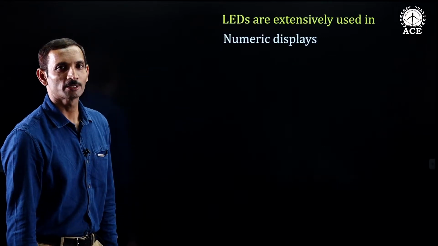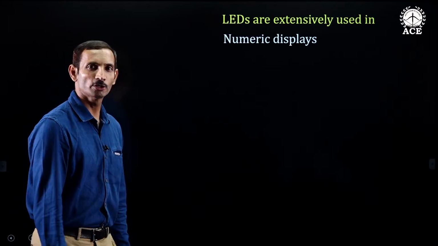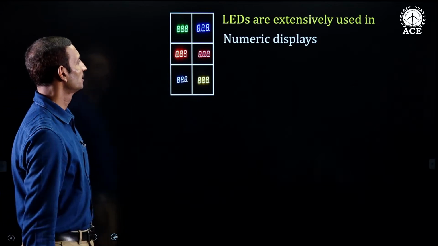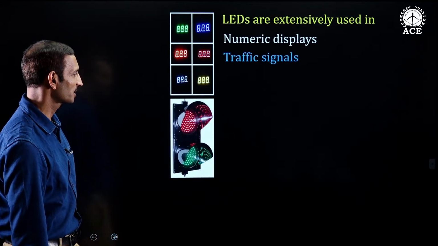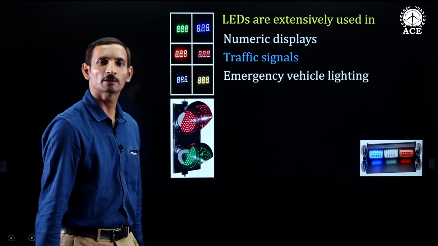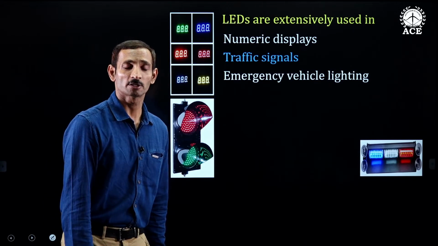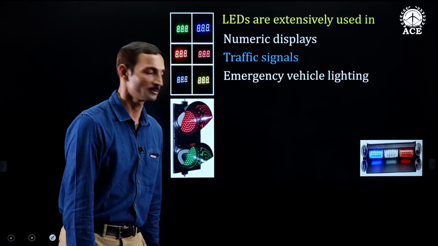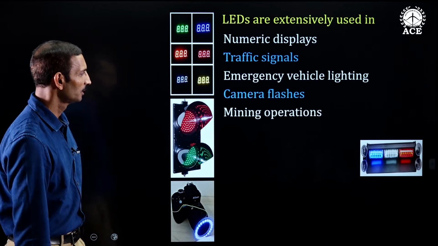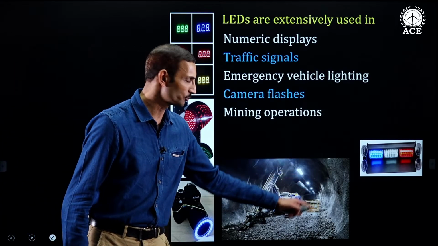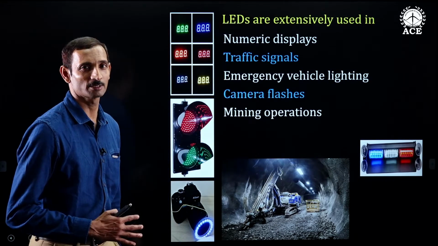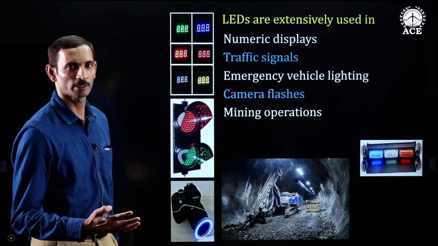Now, where are these diodes used? They are used in numeric displays like the 7-segment displays, and they are used in traffic signals, LEDs mostly used, and then in emergency vehicle lighting, like the sirens of the police and the ambulances, the camera flashes, flashlights of the camera, and then in mining operations, the lights that are used are LEDs only. They give more intensive light with lesser consumption of electrical energy, electrical power.